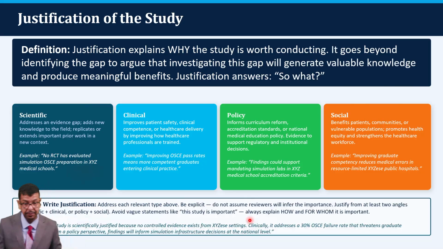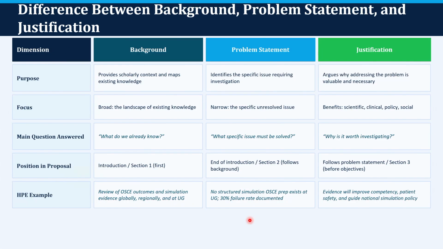A very important thing to consider is how to write a good justification. You should address each relevant type above explicitly. Don't assume the reviewer will infer the importance from the angles of scientific, clinical, policy, or social. Avoid vague statements like "this study is important." Always explain how and for whom it is important. This example sentence is considered a justification for the study.